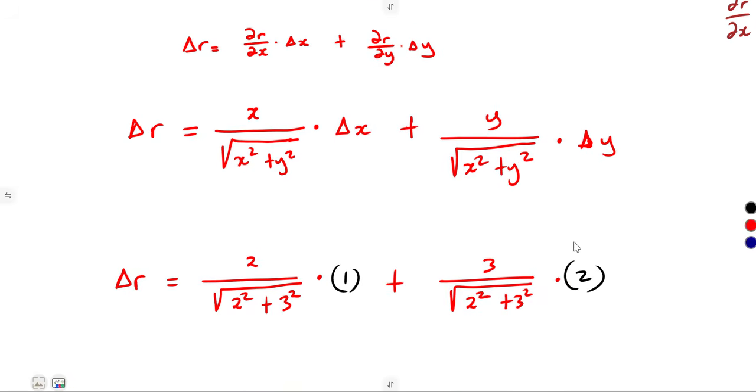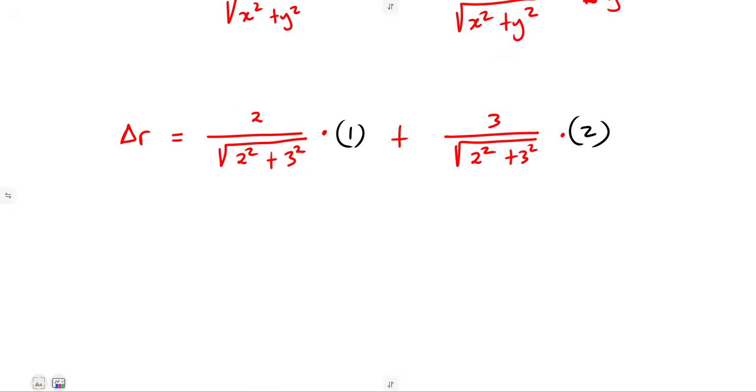So let's say it was a decrease, you must have a negative value on your answer. All right, so that is it. We can simplify this separately. That's going to give us the change in R2. This is 1, so 2 times 1 is going to be 2 over the square root of 4 plus 9, which is 13. All right, 3 times 2, that's 6.